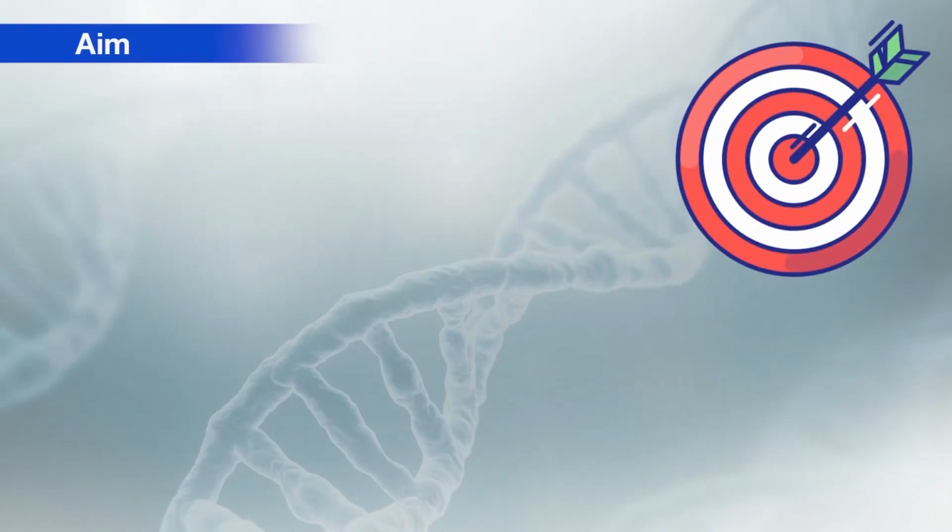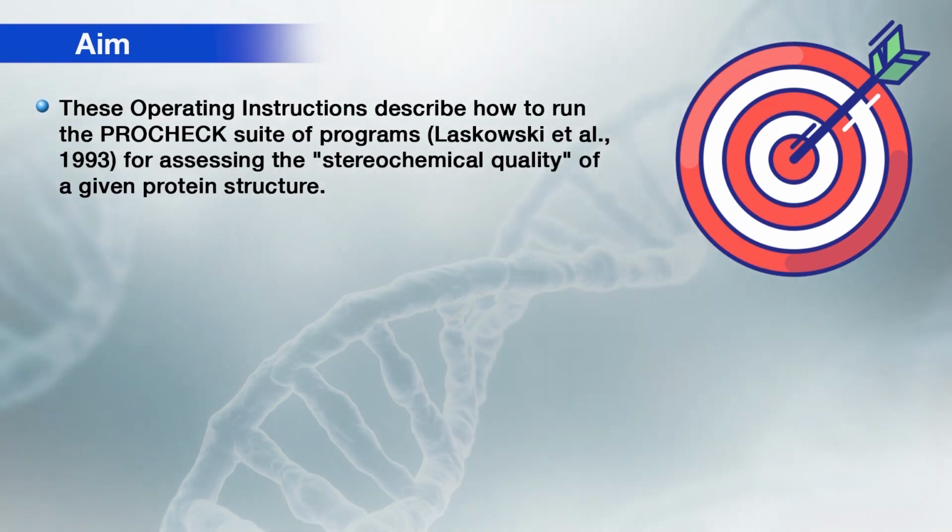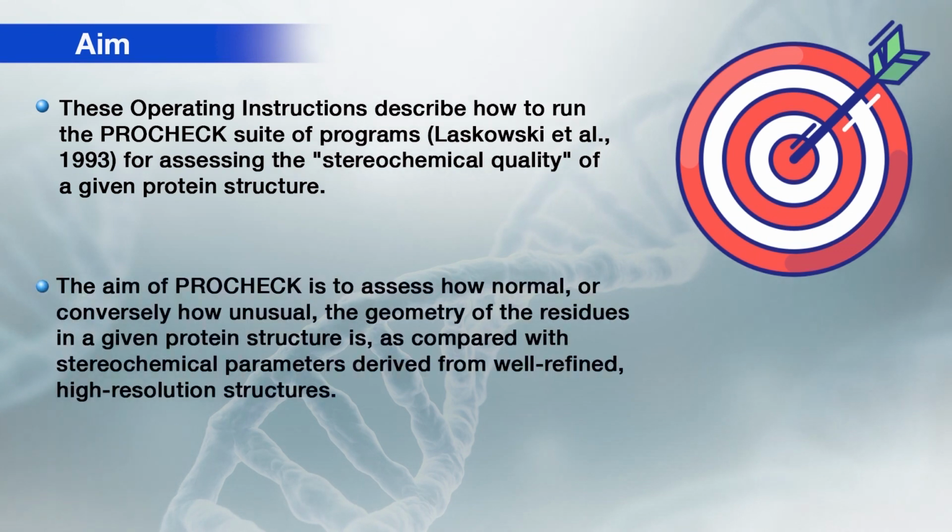Now let us see how SAVS works. These operating instructions describe how to run the Procheck suite of programs for assessing the stereochemical quality of a given protein structure. This protein structure is under SAVS's Procheck category. The main aim of Procheck is to assess how normal, or conversely how unusual, the geometry of the residues in a given protein structure is as compared with stereochemical parameters derived from well refined high resolution structures.